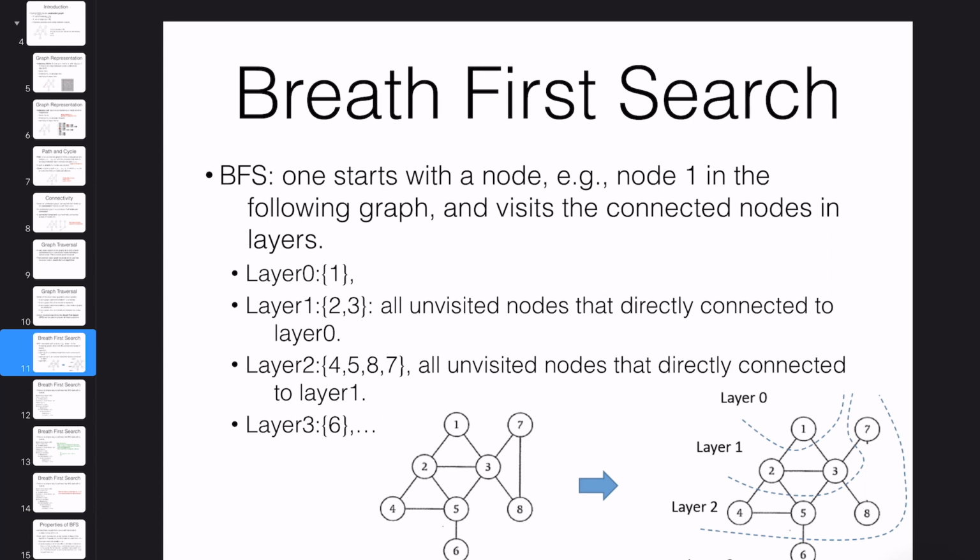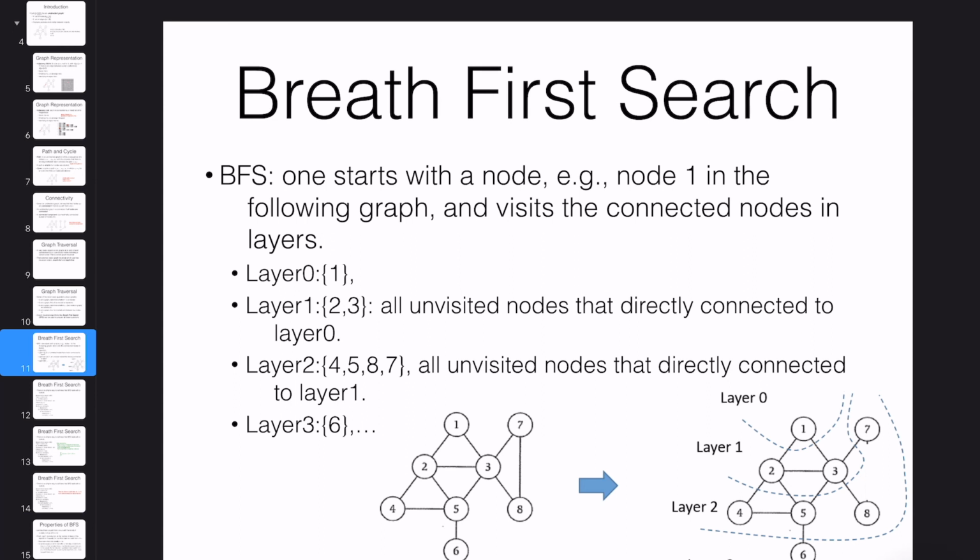So in the next level, because you have visited 2 and 3, from 2 and 3 you can visit all the nodes which are directly connected to these two nodes. So for 2 you will visit 4 and 5, and 2 is also connected to 3, but because you have visited 3, you don't count 3 for this level anymore. 3 has already been visited.